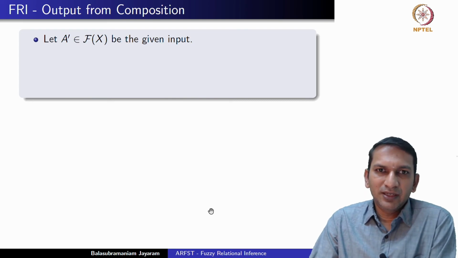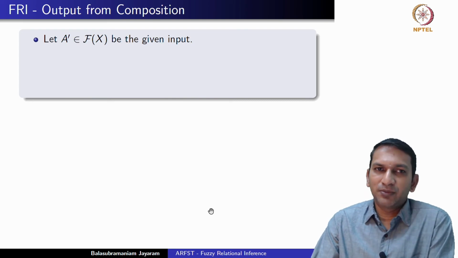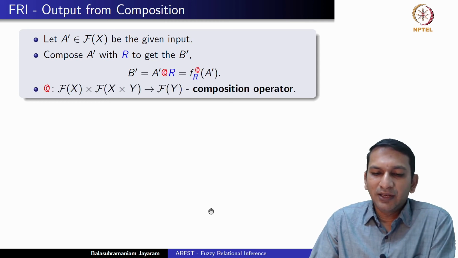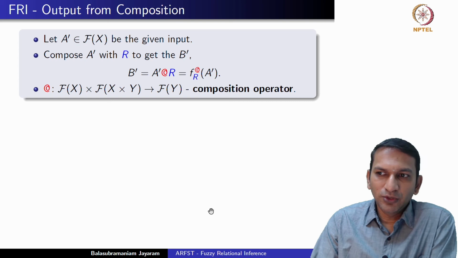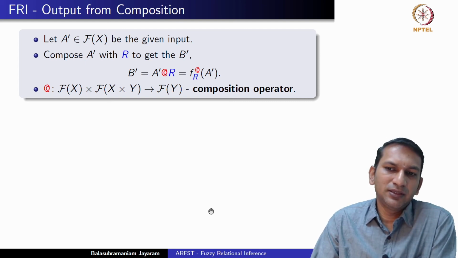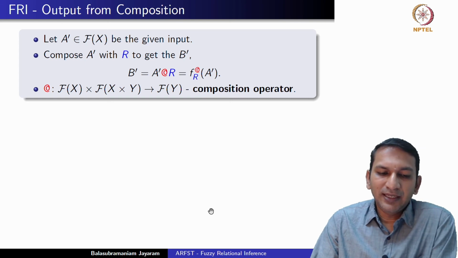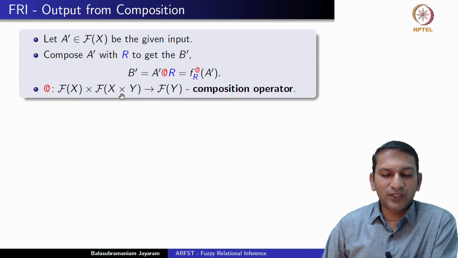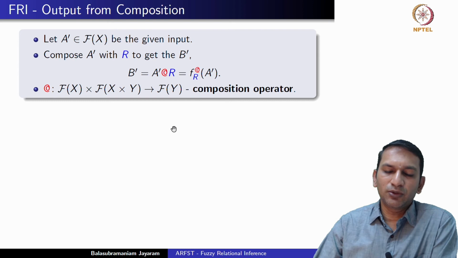Now we are given an input which is coming from F of x. So A dash is a fuzzy set on x. We want to compose this A dash with R to get the B dash. And in fact, if you look at this composition operator, the symbol used to denote it, it takes an element from F of x, another element from F of x cross y, because it's a fuzzy relation on x cross y, and gives us a fuzzy set on y. Now, how do we do this?